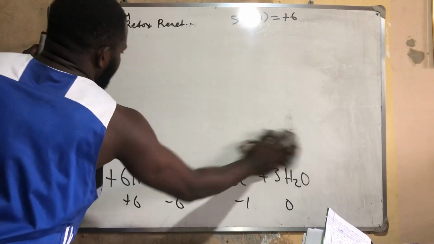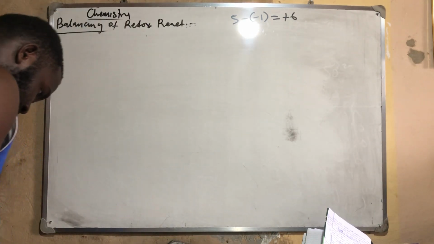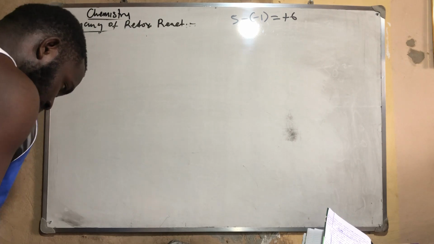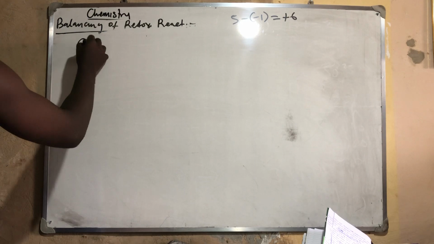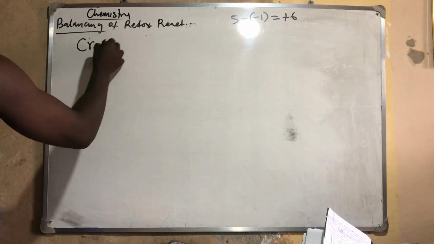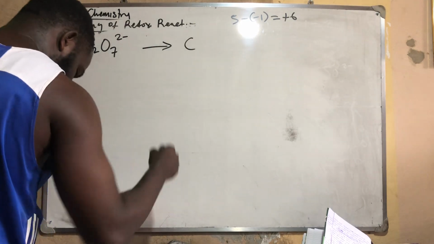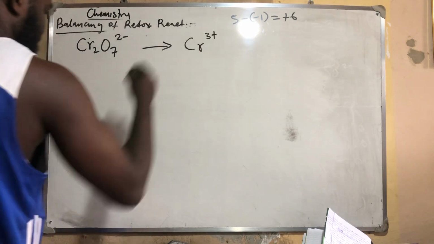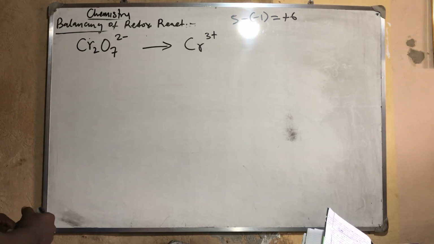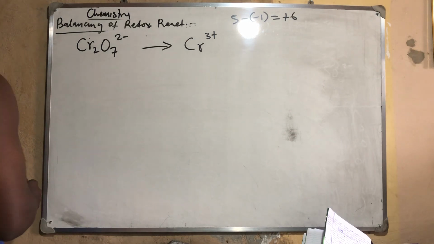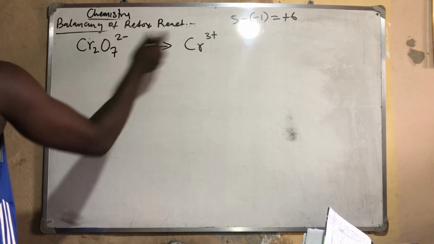So this is a balanced redox reaction. Very well balanced. So let's check for another example. The next example they gave us is Cr2O7 2 minus to give Cr3 plus. All right, the same method. The first thing to do is to add water to the side that does not have oxygen. This is 7 oxygen, so we're adding 7 molecule of water, because there is no oxygen here at all.